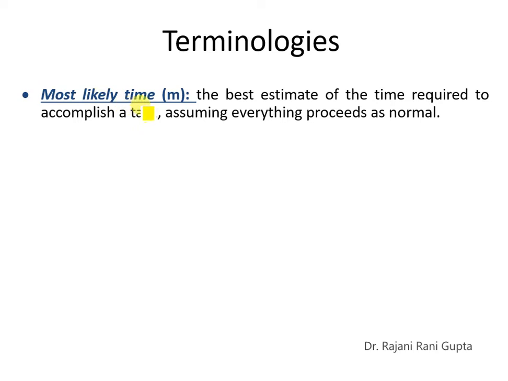Next is most likely time. This is the third time that we are having, and it is denoted by M. It is the best estimate. It's neither the minimum nor the maximum. It is the best estimate of the time required to accomplish a task, assuming that everything proceeds as normal. Means everything is not so good, not so bad. It works under normal condition. So that is most likely time.